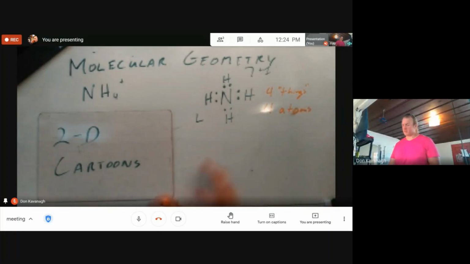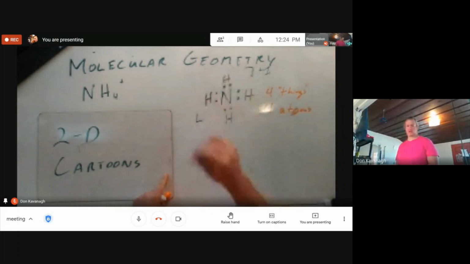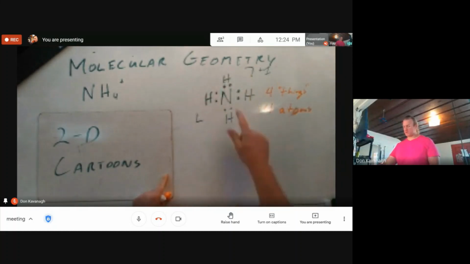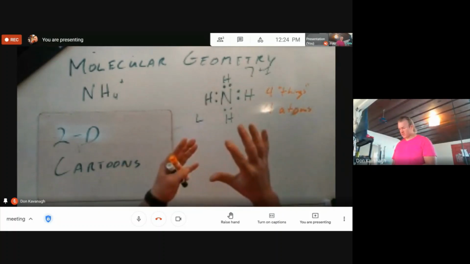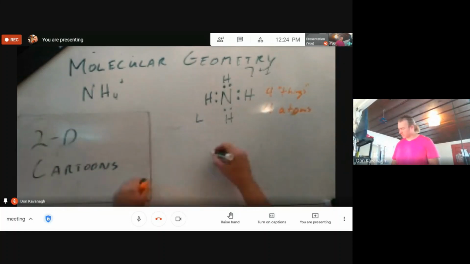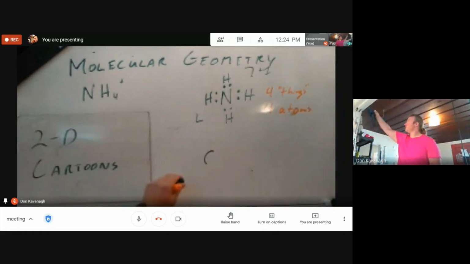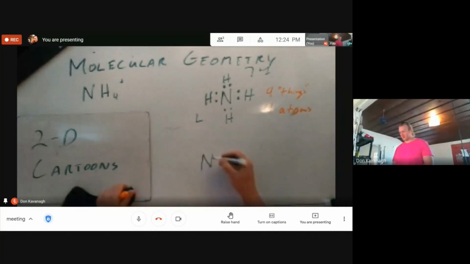So this two-dimensional picture here is flattened by an anvil. It doesn't look flat like this in real life. These 4 atoms are going to be pointing out like spikes in 3 dimensions. Now we can draw that using a little bit of tools from art class, such as vanishing points. Here is our nitrogen in the center.